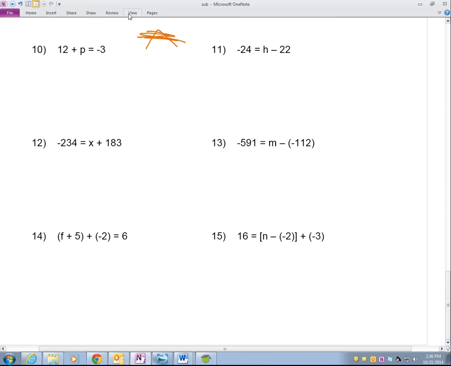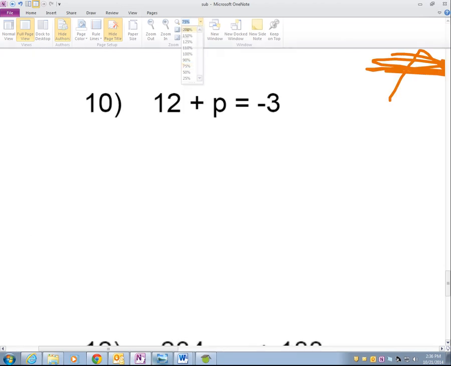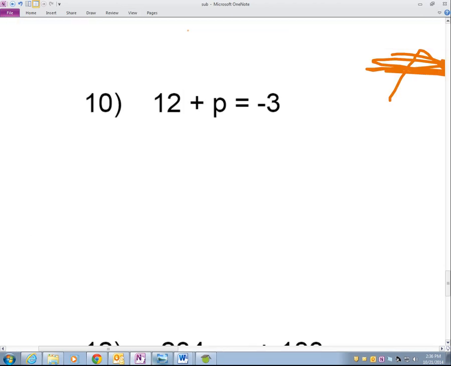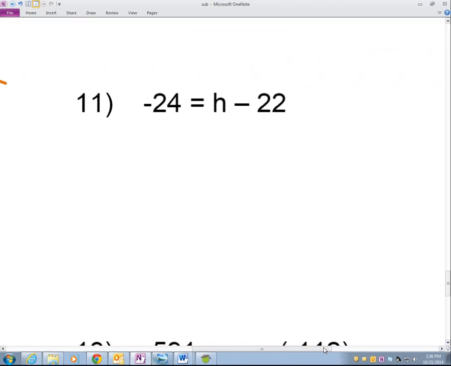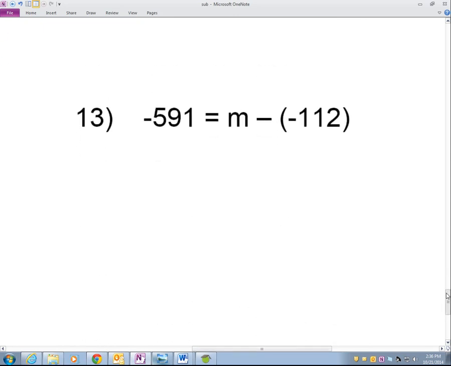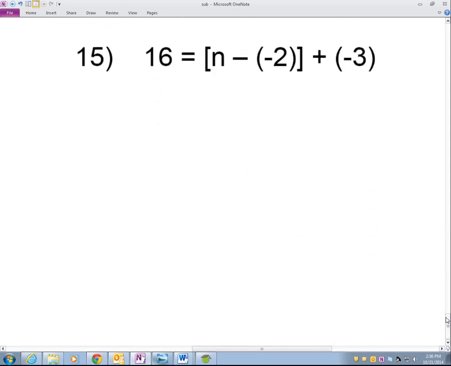Let's do number 15, because I don't think that all the classes were able to do that. Let's do number 15. Now, the first thing that you have to do with this, can someone tell me what's the first thing I have to do?